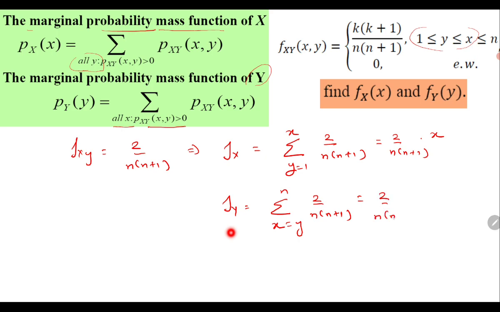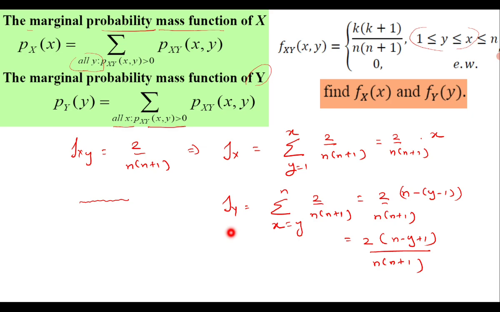In the second case, x is starting from y going till n. So how many terms are there actually? What you have missed is y minus 1 terms. So that's why n minus y minus 1 terms have been missed. So this becomes 2 times n minus y plus 1 divided by n plus 1. So these are the marginal PMF for x and y.